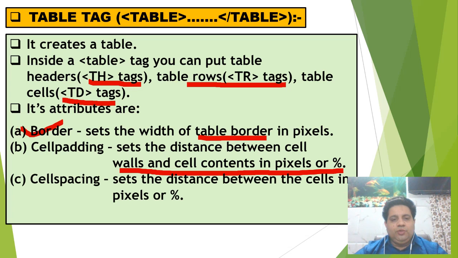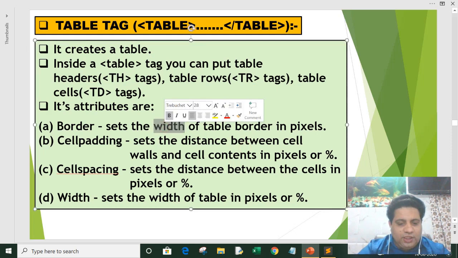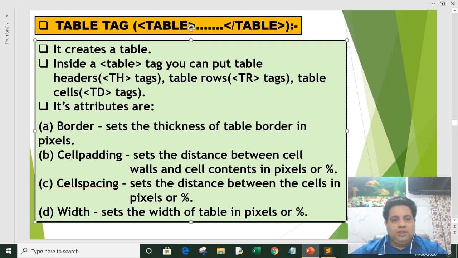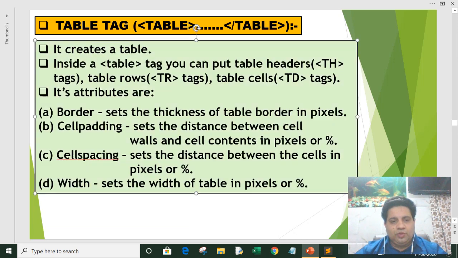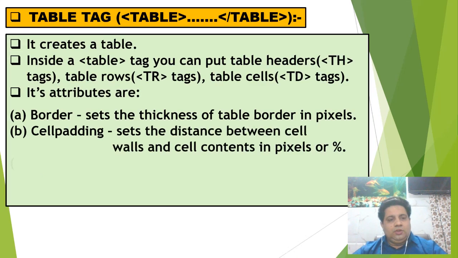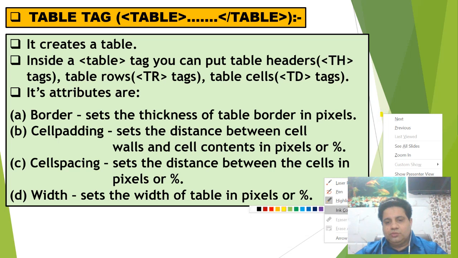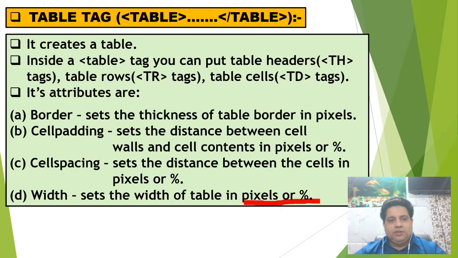So using border, you can set the thickness of the border in pixels. Then cell padding, cell spacing, and then width. Using width, you can set the width of the table in pixels or percentage.